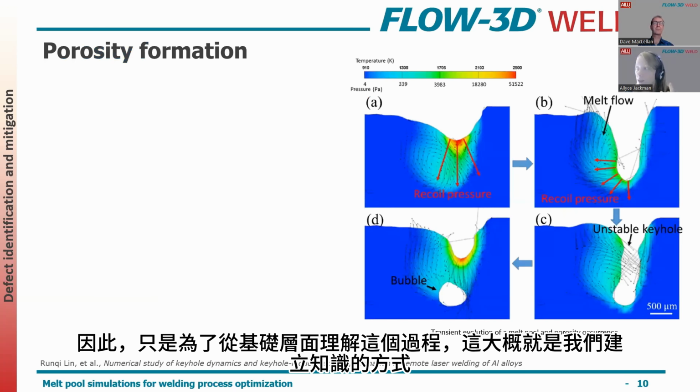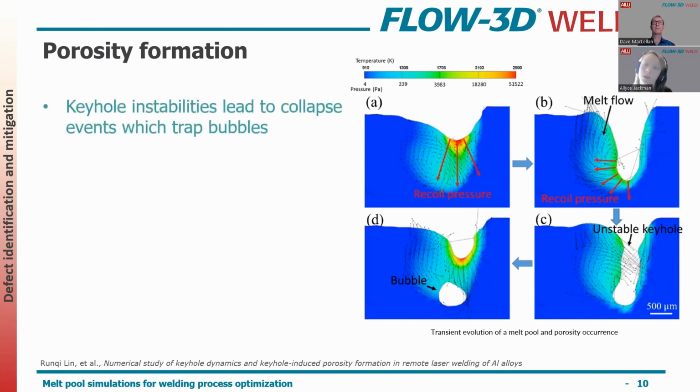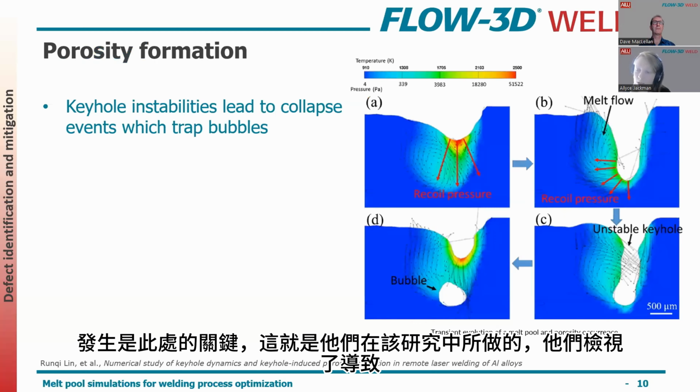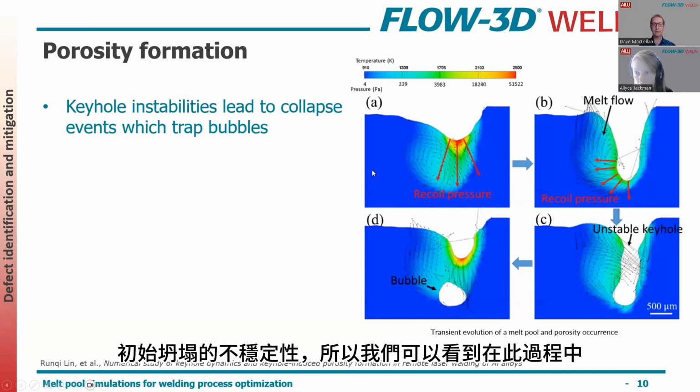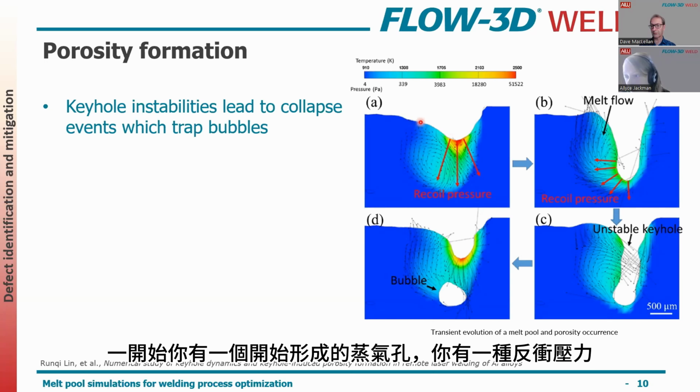So just to understand this process on a fundamental level, and that's kind of how we build our knowledge to the point that we can actually make intelligent and evidence-based decisions on the weld schedule. So understanding the porosity formation at its core and the transient, and how does it actually happen, is really key here. So that's what they did in this study, where they looked at the instabilities that were leading to the collapse initially. So we can see in this process, to start off, you have a keyhole that starts to form.